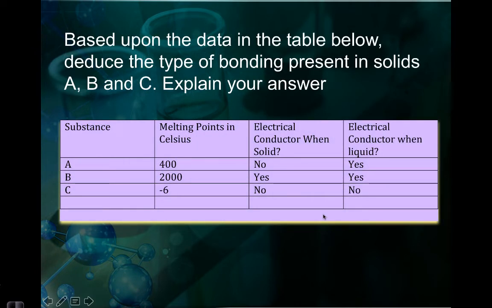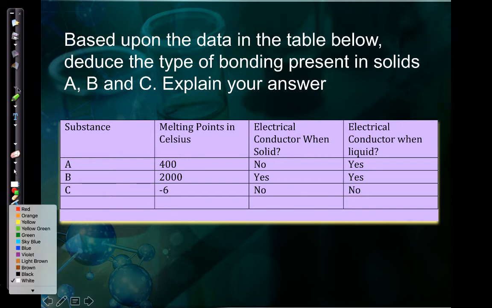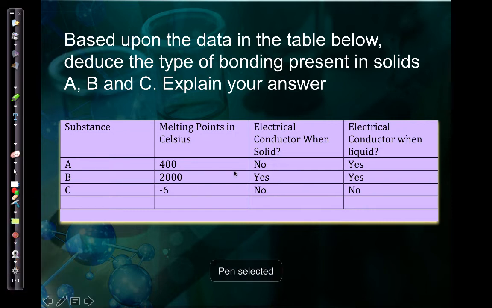Okay, so something that they could do is give you information about the compounds and then ask you to determine what type of bond you think might be present. The first thing you want to look at is your conductivity. If you see that it conducts electricity as a solid, automatically one of the things you could think of is, well, that could be a metallic bond.